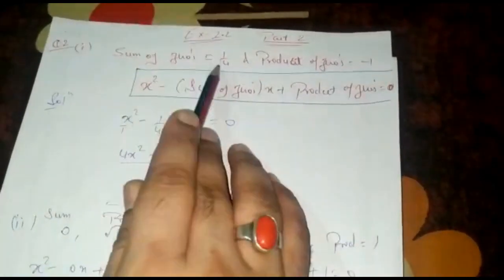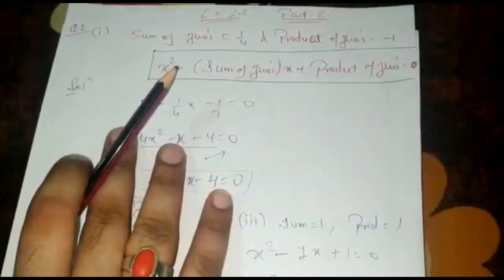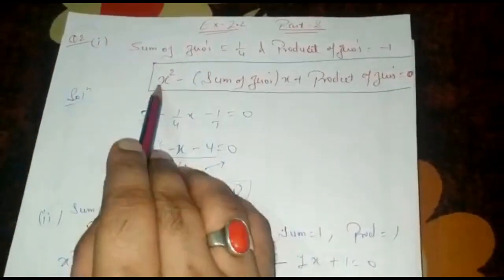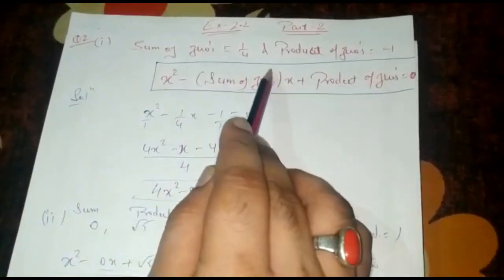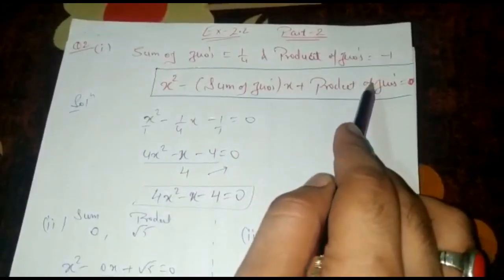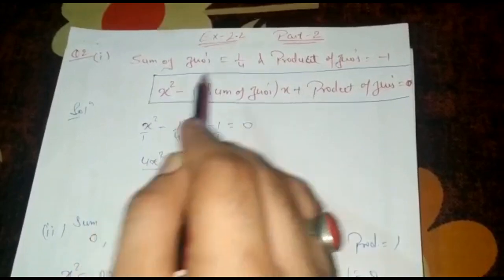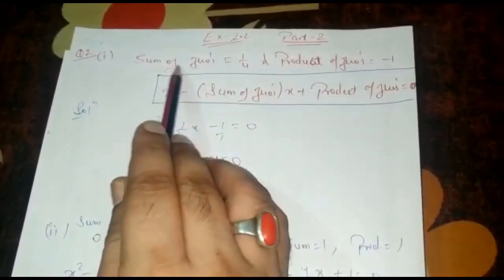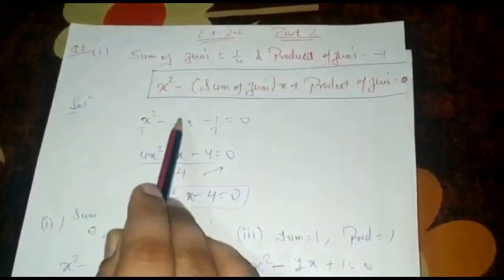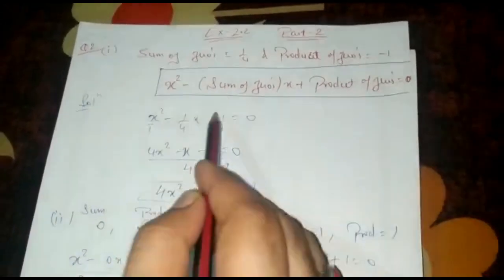The first question: the sum of the zeros is 1/4 and the product of the zeros is -1. This is a very simple formula to find the polynomial equation, that is x square minus (sum of the zeros, that is 1/4) into x plus the product of the zeros, equal to 0. So the quadratic polynomial is x square minus the sum of the zeros, 1/4, into x plus the product of the zeros, which is -1.